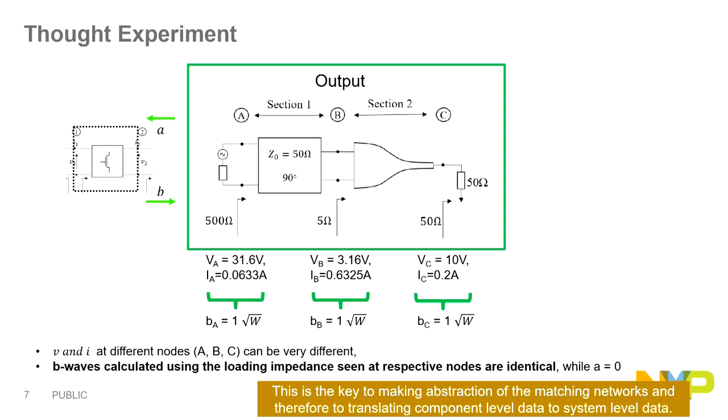And so the B wave calculated using the loading impedance at the different respective nodes is identical, while the A wave is 0. So this is the key to making the abstraction of the matching networks, and therefore to translating the component level data into the system level data.